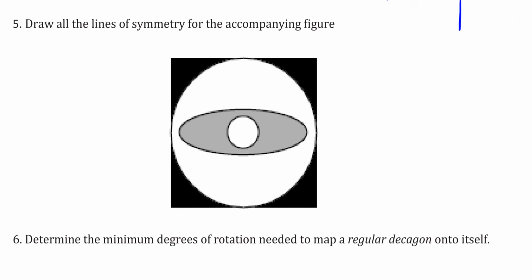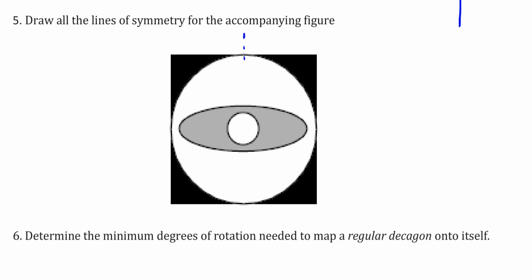Number 6 wants us to draw all the lines of symmetry here. So I have one coming down the middle, that'll cut all the shapes in half, and I have one coming across. Even though it didn't ask, this shape also has point symmetry.